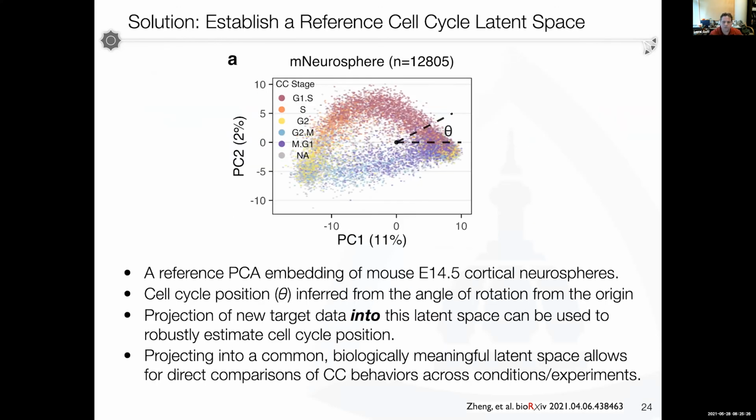So our solution to this was to establish a reference cell cycle latent space. And we used our mouse neurosphere data here to define that space. And then we can actually use the angle of rotation around the origin to infer cell cycle position in this case. And so we can project all of our new target data into this reference latent space and robustly estimate cell cycle position as the radial position around the origin. And importantly, projecting into a common meaningful latent space allows us to actually make correct comparisons between different conditions.